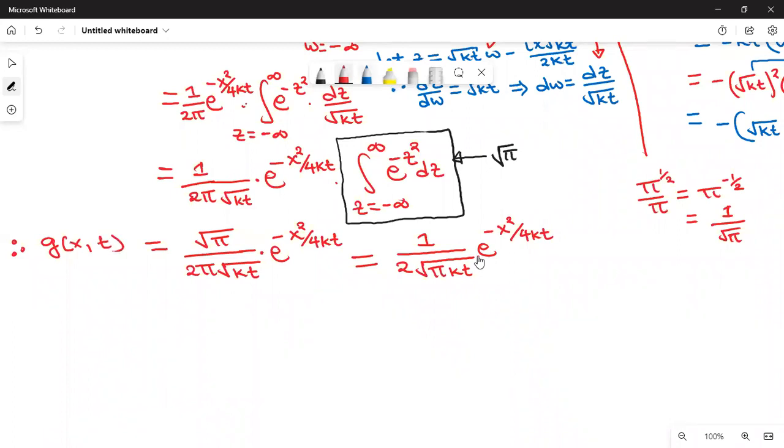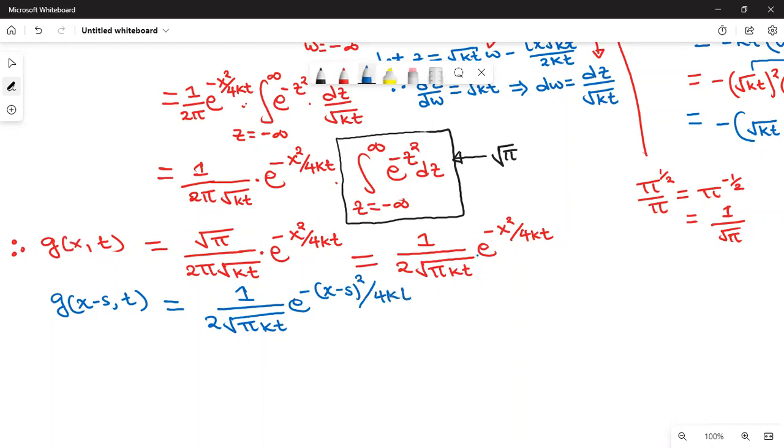Hence, we need to find g of x minus s, t. Where there is x, you put x minus s. So what will this be? It will be 1 over 2 the square root of pi kt, exponential negative, now we are replacing x by x minus s, so this will be x minus s squared over 4kt. That's what we have.